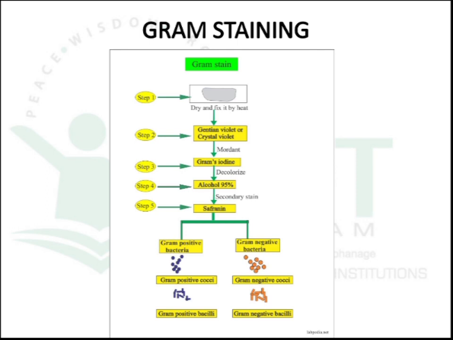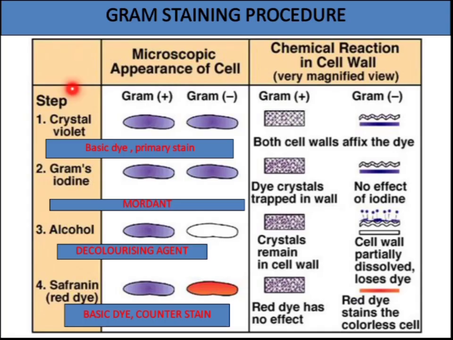Now let's see what happens during the Gram staining reaction. While adding crystal violet, both Gram positive and Gram negative bacteria will take the color of crystal violet, that is purple or blue. While adding Gram iodine, which is used as a mordant, it will impart the same color to Gram positive as well as Gram negative bacteria by forming a complex with the primary stain crystal violet. Now as decolorizing agent we use alcohol. At that time the Gram positive bacteria will resist the decolorization and retain the color of the primary stain, that is the color of crystal violet.